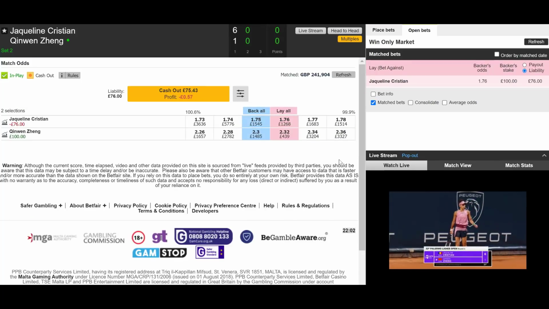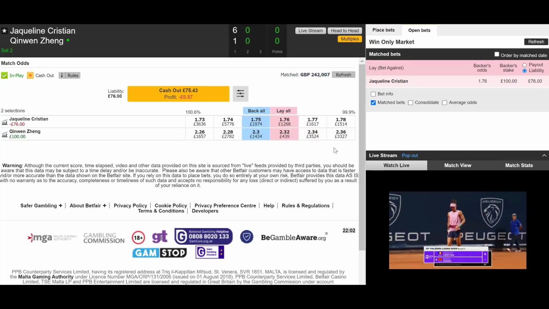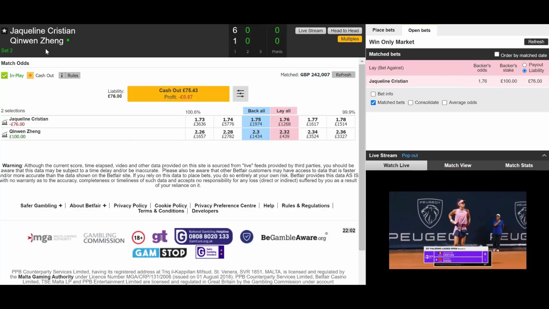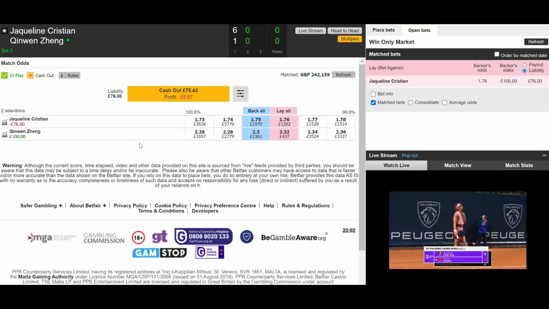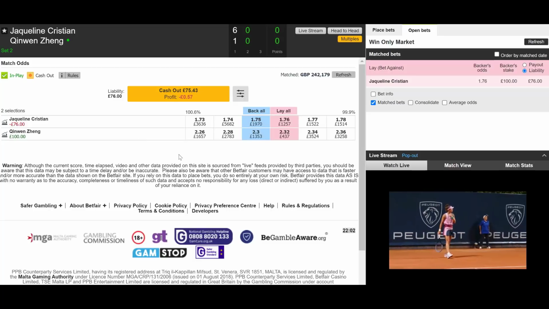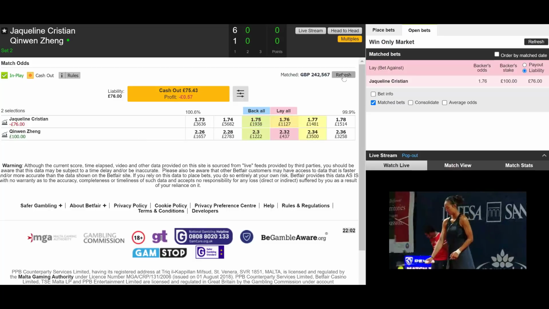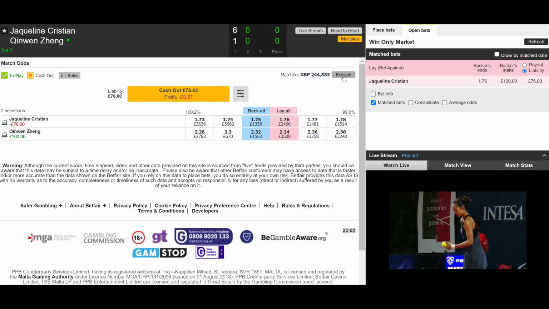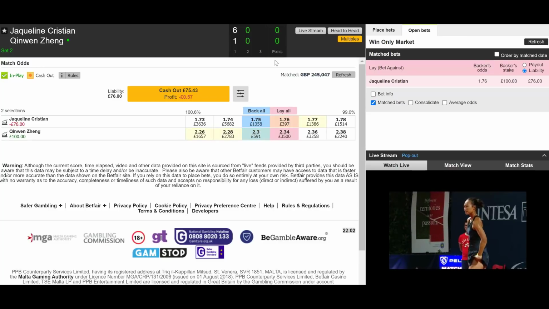Obviously, we can add to that position, but yeah, if Zheng starts this second set brightly, then you can get a pretty quick and easy swing of odds in your favour. But let's see what happens. Zheng's gonna serve, and then we'll see how it develops.